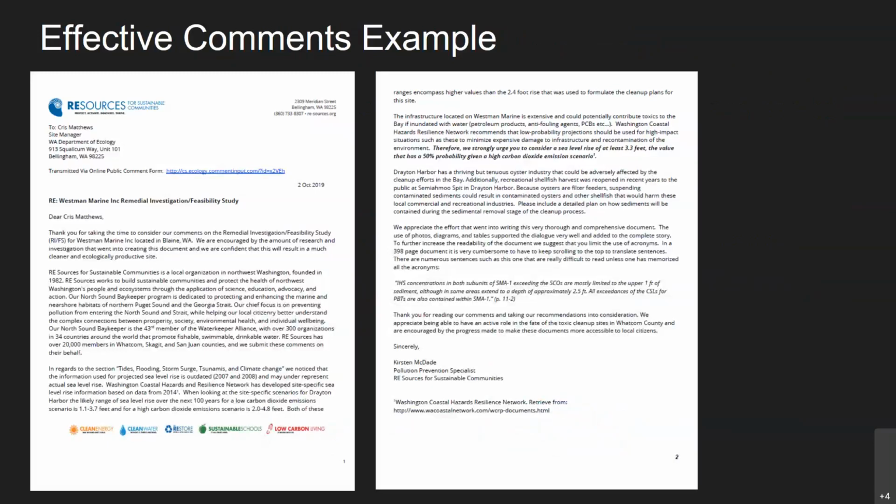So what are some effective comments? What do they look like? The example in front of you is a comment submitted by Kirsten McDade of Resources. Thank you, Kirsten, for your example. Walking through this comment, what stood out based on those suggestions? There are many things in here, and not enough screen space to highlight all of them. One thing is the date. Resources' comment fell within our 30-day comment period, so it filtered into our response.